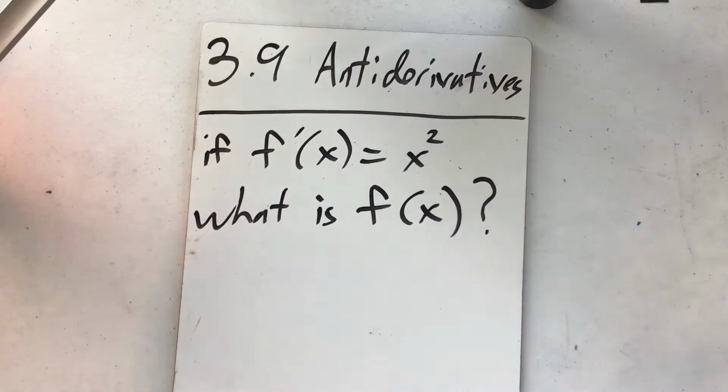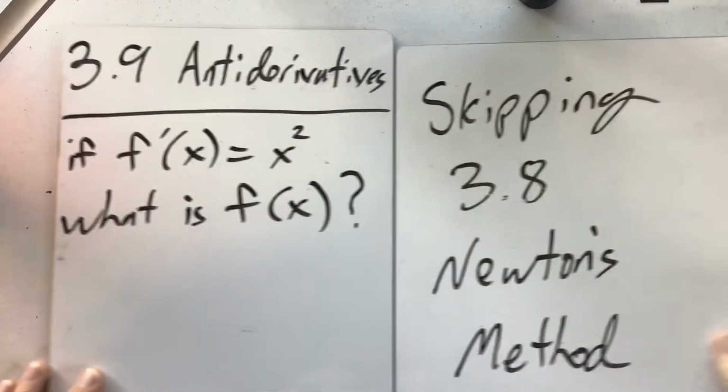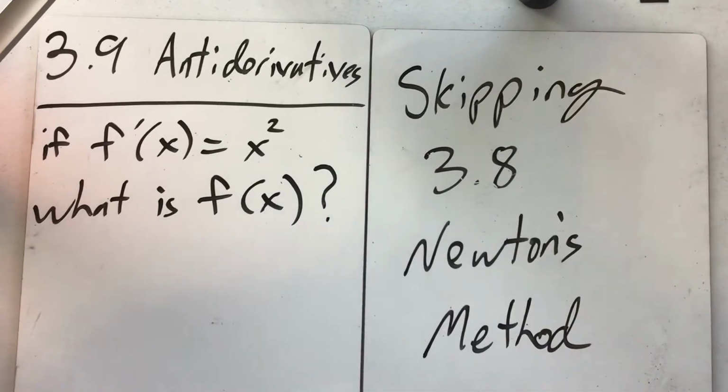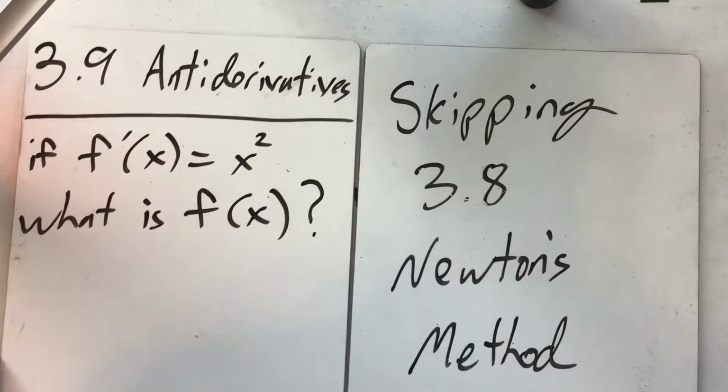3.9 antiderivatives, and this is really the last main section or collection of topics we'll be talking about this semester. We are skipping 3.8, which is Newton's method. Newton's method is really a beautiful algorithm, and let me just briefly tell you what Newton's method says, even though we're skipping it.